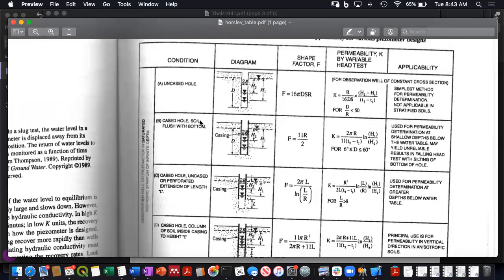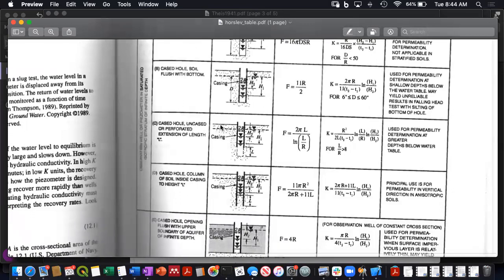All right, so there's a whole bunch of these. This first one is an uncased hole, or as if we just had a well that was screened from land surface down to the bottom. All right, so that would be this one. Well, that doesn't really fit what we're doing here. The second one is if we just put casing in and the only way water got in was an open bottom. All right. So this is a cased hole, soil flush with the bottom. This is generally just called an open hole or open bottom piezometer. And that's not what we had.